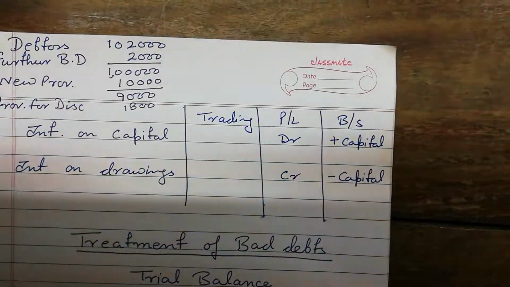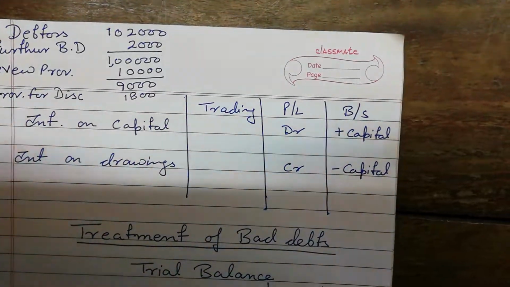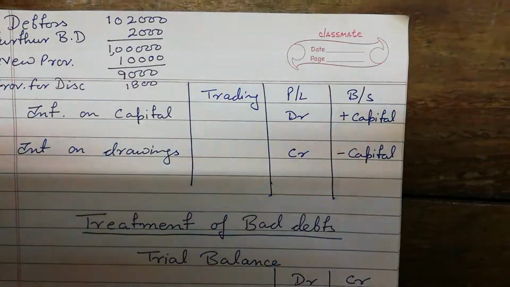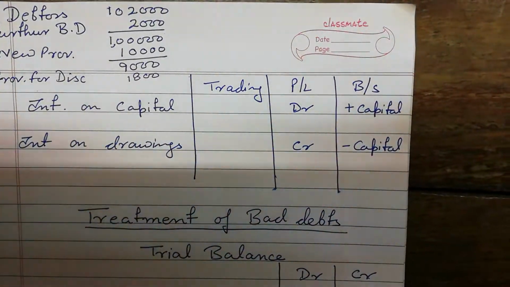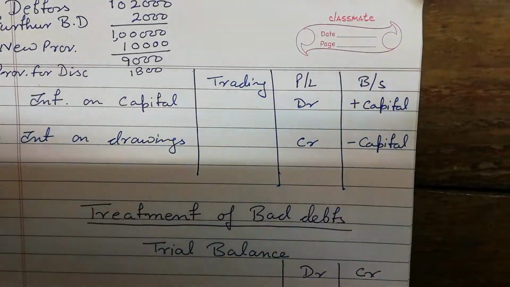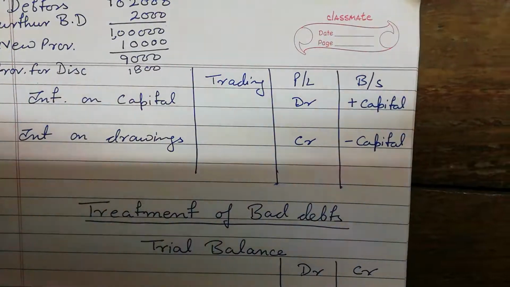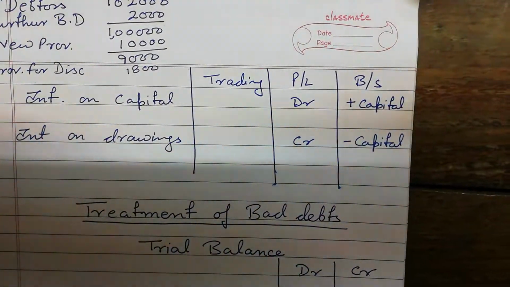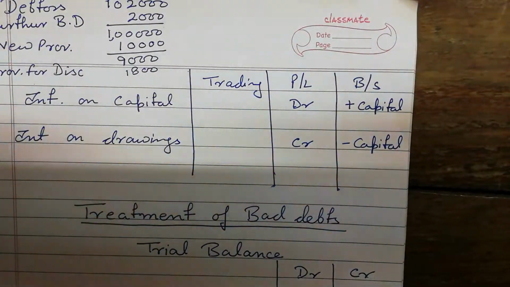Interest on capital will be debit in the profit and loss and plus in capital, and interest on drawings will be credit. It will be shown on the credit side of profit and loss and minus from capital. Clear?